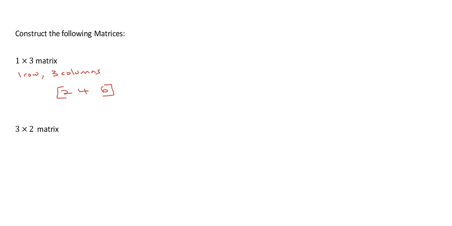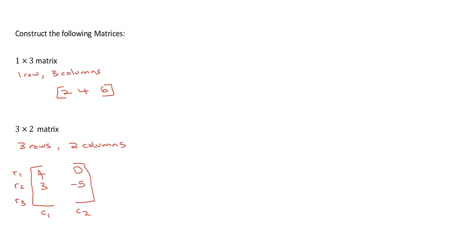Now we want to construct a 3 by 2 matrix. So we have 3 rows and 2 columns. So we're going to draw our matrix right here to have 3 rows. So row 1, row 2, and then we have column 1, column 2. So let's go 4, 0, 3, minus 5, 7, minus 8. So this is how you construct matrices.